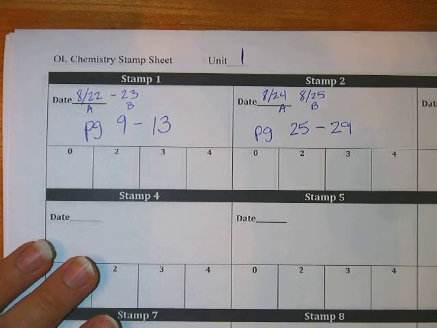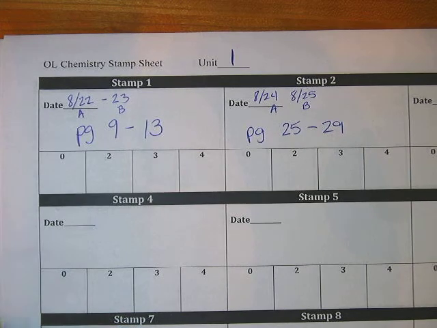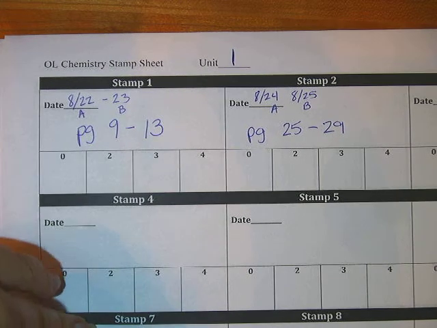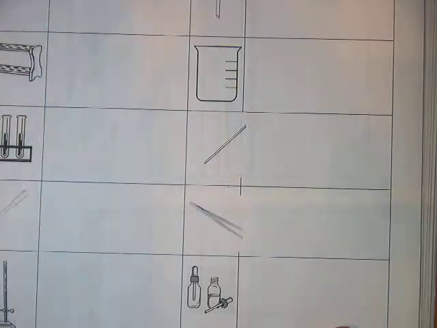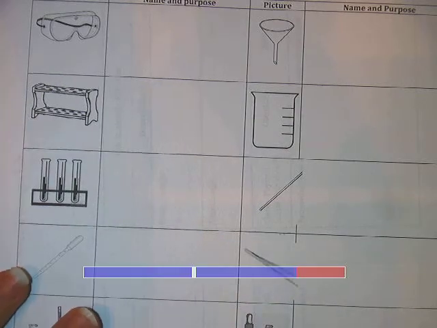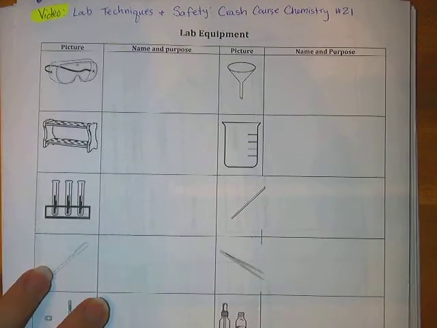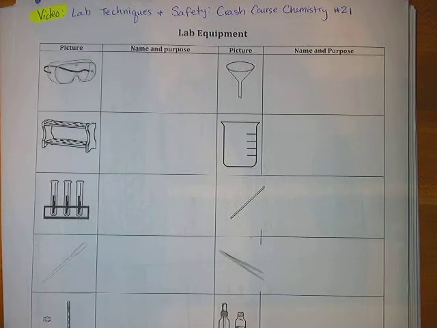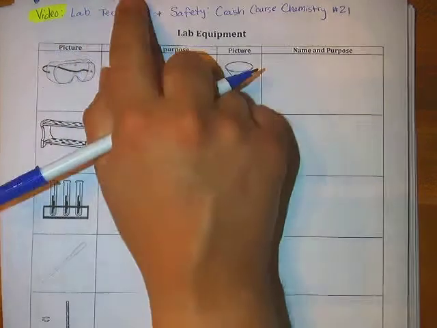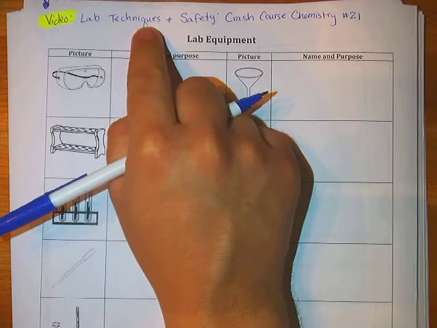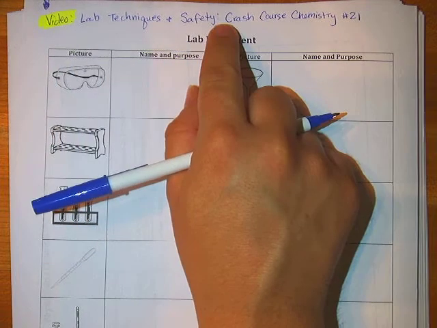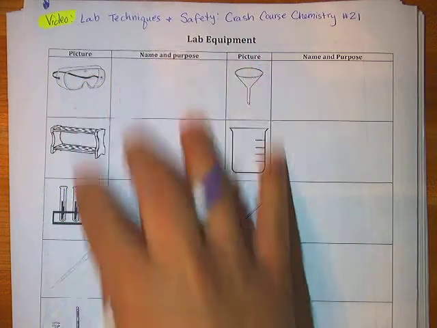And once you're done labeling your stamp page, please flip ahead to page 25. We're going to skip some stuff. Skip ahead to page 25, which looks like this. And what I've actually written at the top here is that I want you to watch a video on lab techniques and safety before we go through this page.